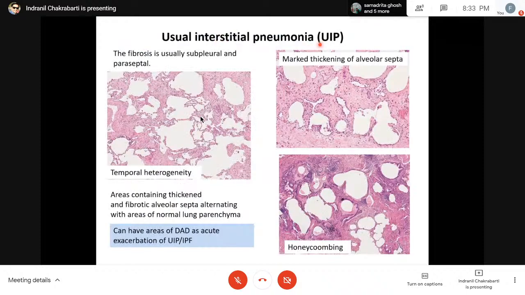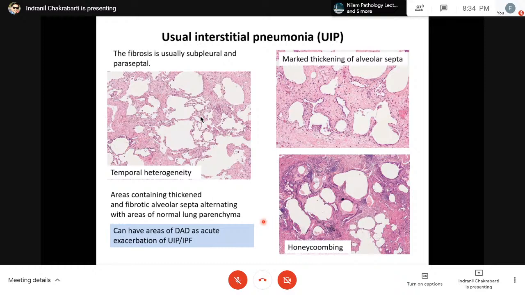In usual interstitial pneumonia, you can see the fibrosis is usually subpleural and paraseptal. The most important part in UIP is the temporal heterogeneity. Here you can have a normal part of lung, and here you can have extremely fibrotic alveolar septa alternating with areas of normal lung parenchyma. So there is temporal heterogeneity, which is a very important feature of UIP. There can be marked thickening of alveolar septa as highlighted here. And when this progresses, there is honeycombing. This is microscopic honeycombing, whereas you have seen the macroscopic honeycombing in the gross of the lung. This is microscopic honeycombing resulting from intense fibrosis.